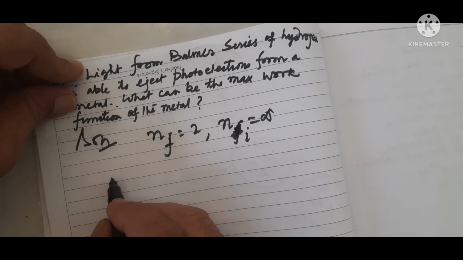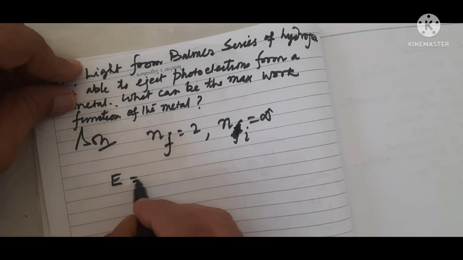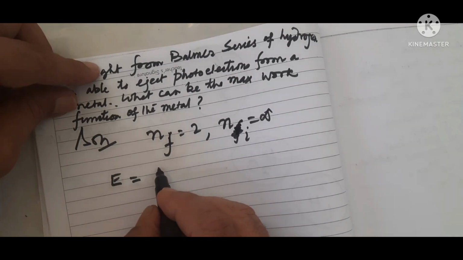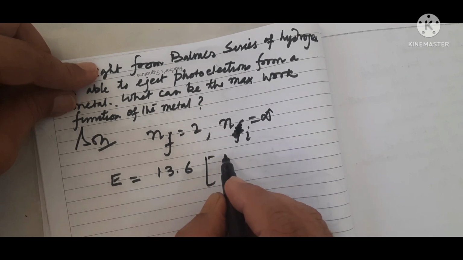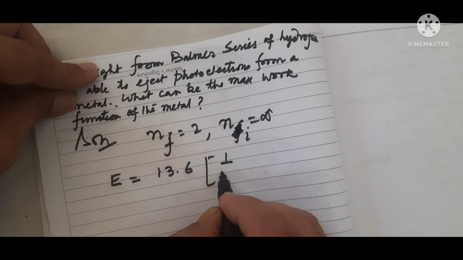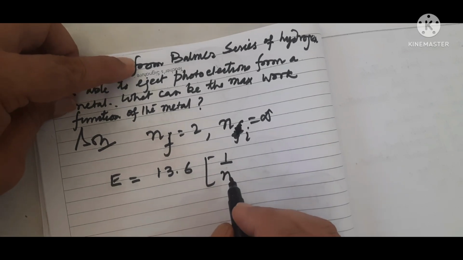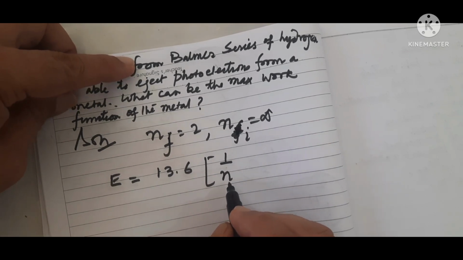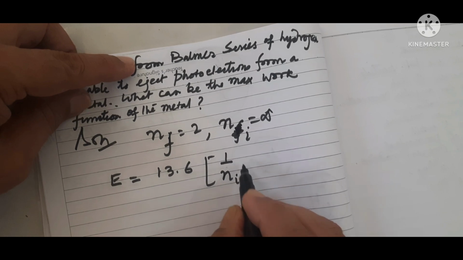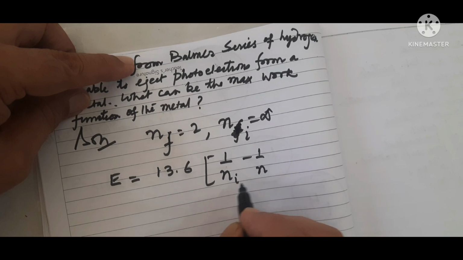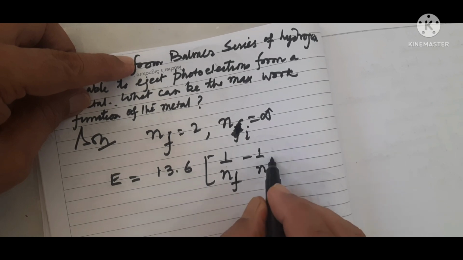So here energy will be, we can write it 13.6 within bracket 1 by infinity, means 1 by ni minus 1 by nf square.